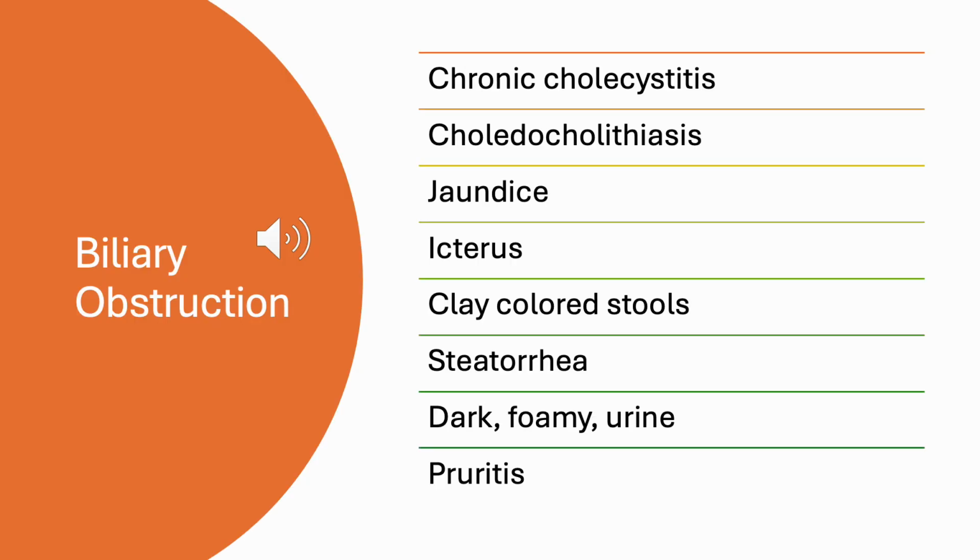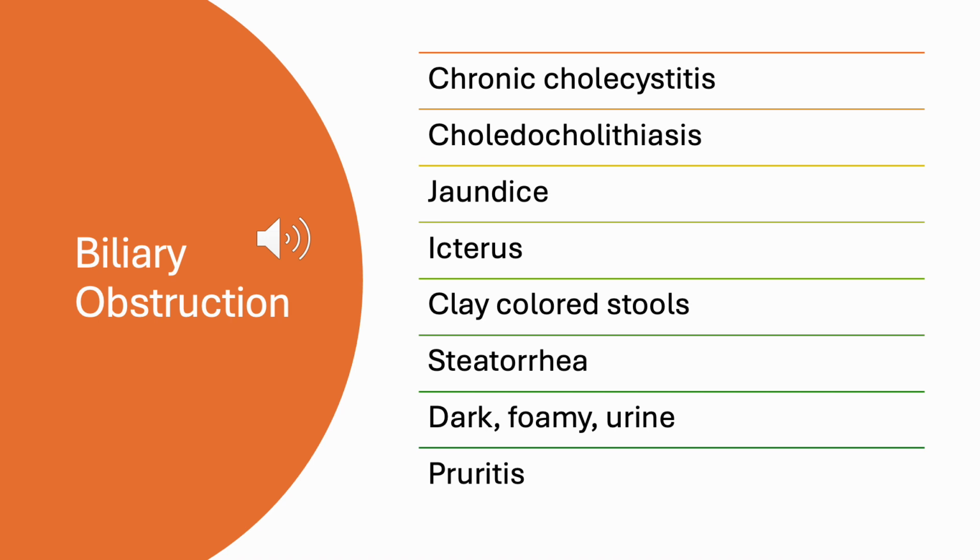Biliary obstruction occurs in chronic cholecystitis and also choledocholithiasis. If you recall, I talked about it earlier. It refers to a gallstone being trapped in the common bile duct. When there is biliary obstruction, the flow of bile is obstructed, so the patient is going to become jaundiced.